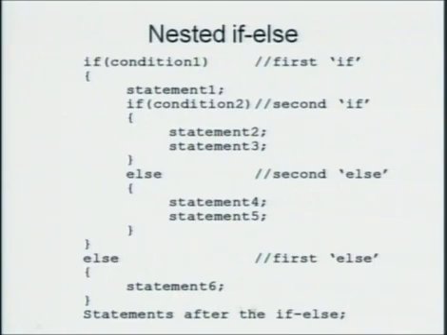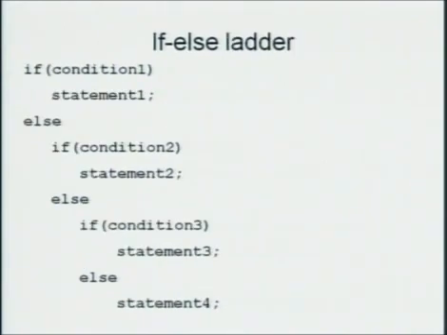Then the statement after the if else is there. This else is for this particular if, the condition 1 if. Then else statement 6, and the statement after the if else will be executed. This is how the nested if else structure can be created.